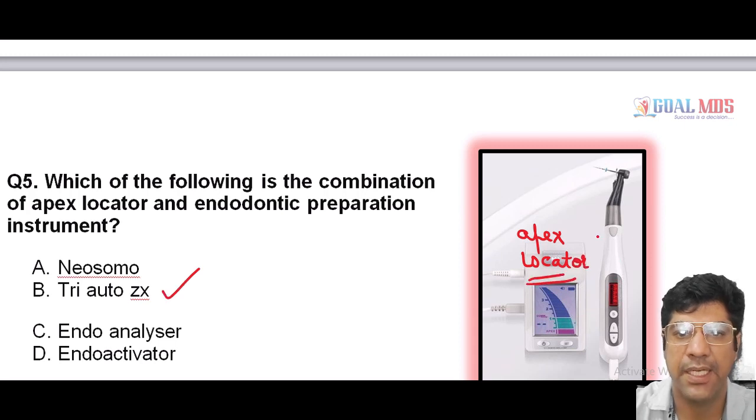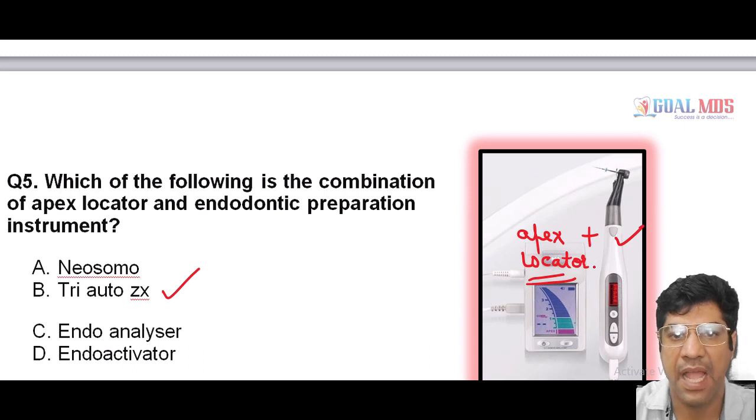So it is a third generation endodontic instrument that has an apex locator that will identify the precise measurement of the working length of the root canal, and along with that it has an endodontic preparation instrument that will facilitate the cleaning and shaping of the canal.